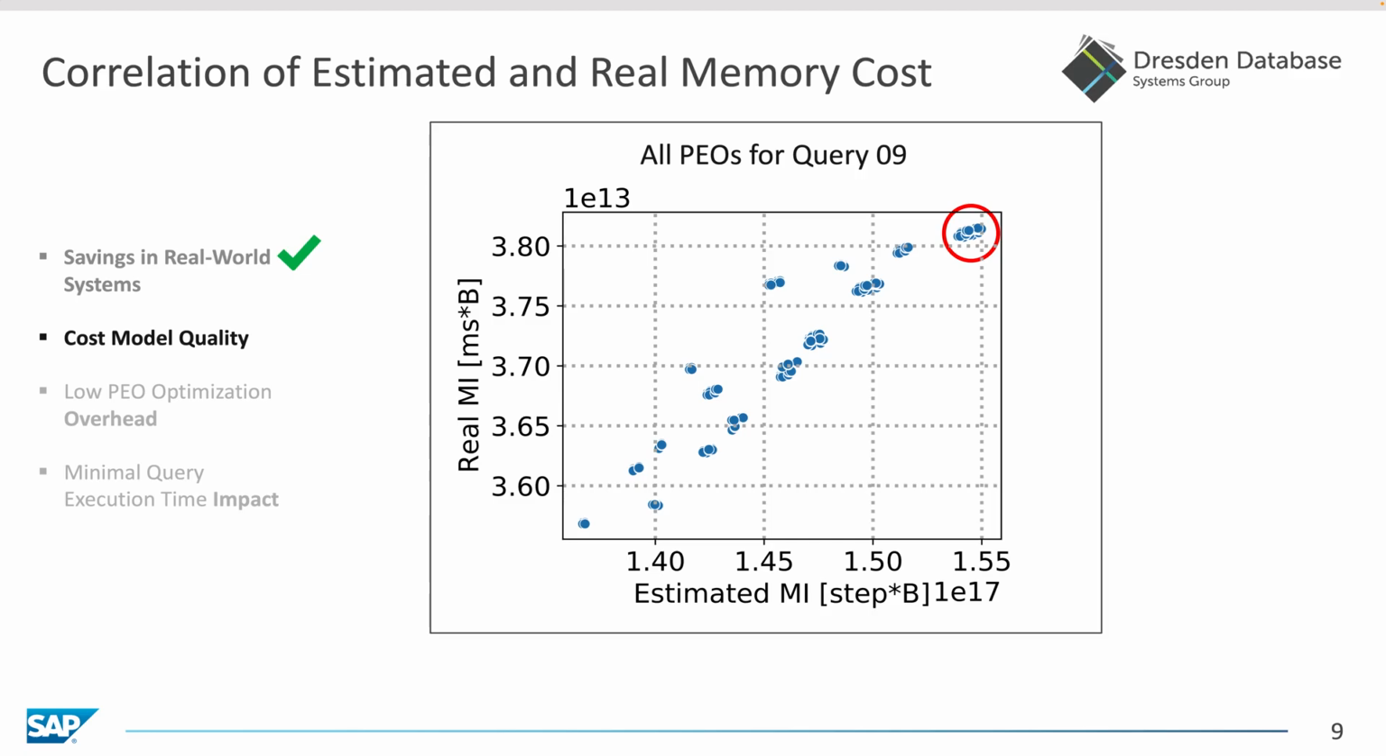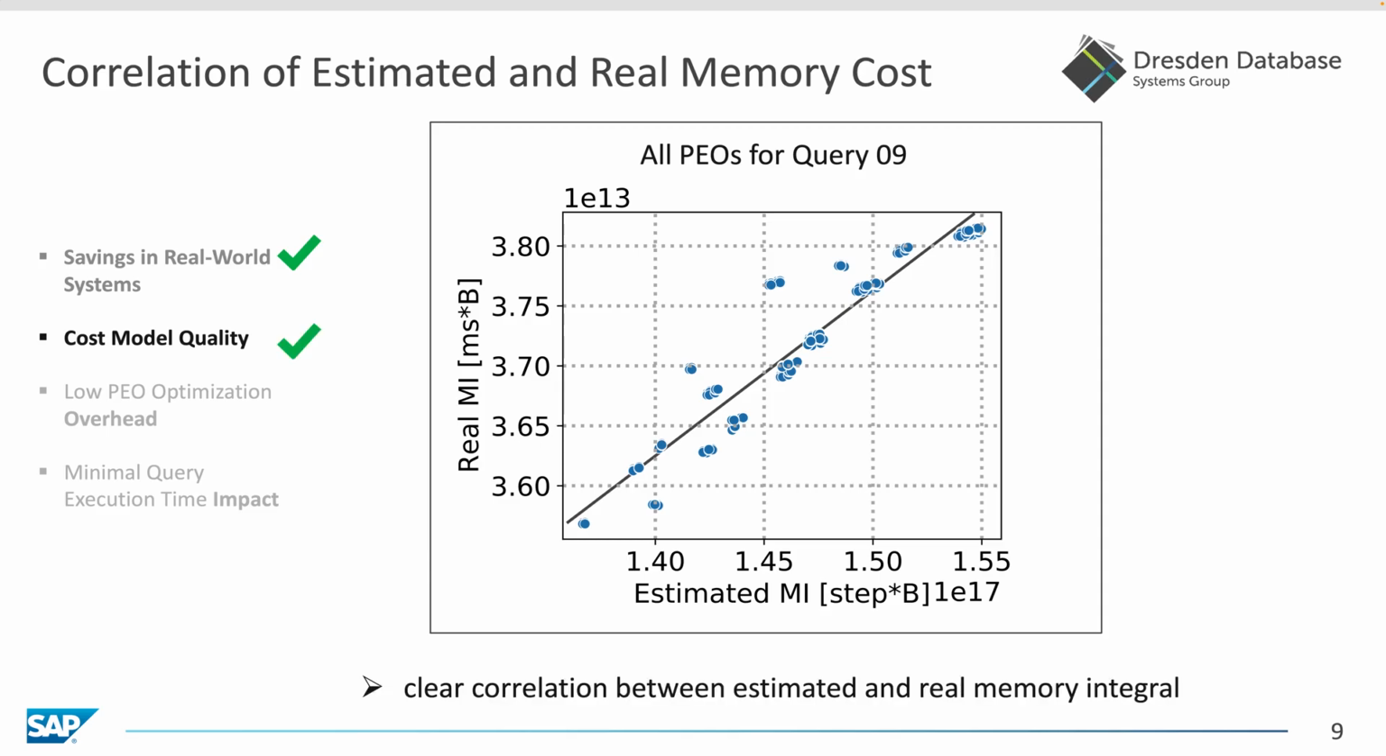And as you can see, there's already quite a visual correlation here. And actually the correlation coefficient according to the Pearson method is 0.94. And this indicates that there is indeed a clear correlation between the estimated and the real memory integral. So we can check that also.